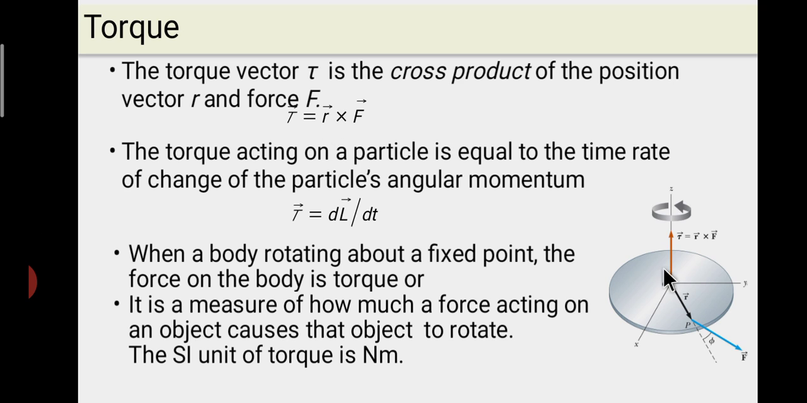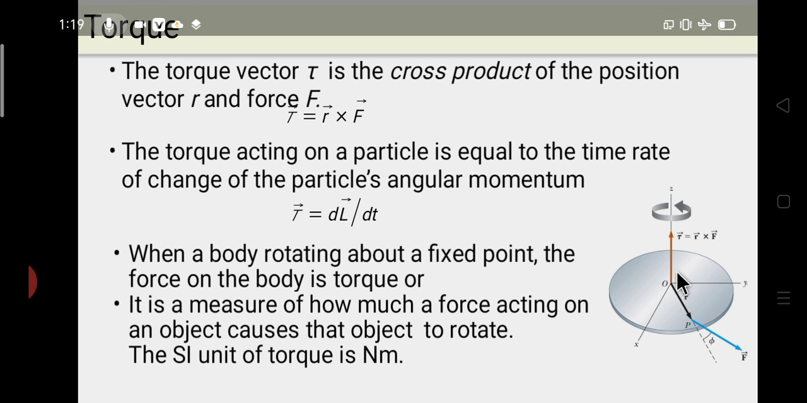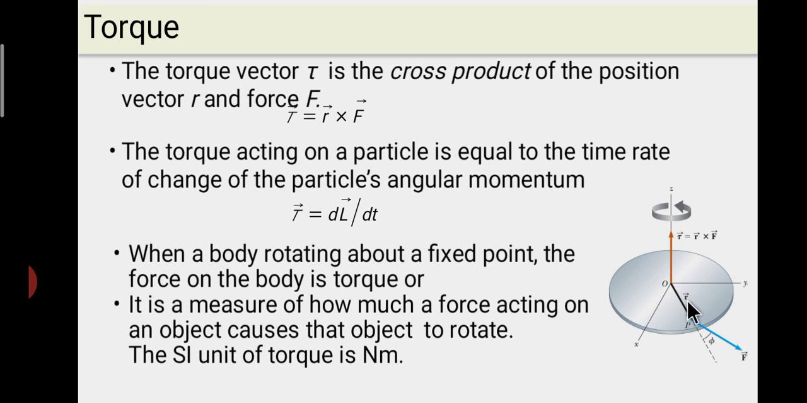The torque acting on the particle is equal to the time rate of change of the particle's angular momentum. That is, τ = dL/dt. When a body rotates about a fixed point, torque is a measure of how much a force acting on an object causes that object to rotate. We can also define torque as the perpendicular force acting at a distance from the axis, and the SI unit of torque is newton meter.